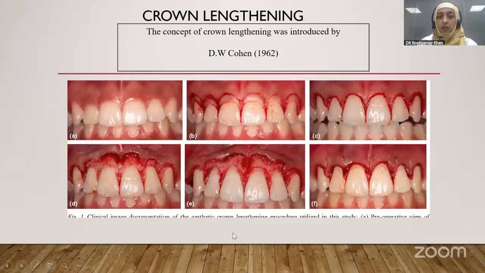To achieve good periodontal health, we have to consider certain factors before giving the restoration. That is, whether the gingival margins are matching the biological width, and whether the dimensions are accurate or not. If there is any alteration in the dimension of the gingival margin or the width of the attached gingiva, we have to go for certain aesthetic procedures, known as crown lengthening procedure or apically displaced flap, etc. The concept of crown lengthening was first introduced by D.W. Cohen in the year 1962.